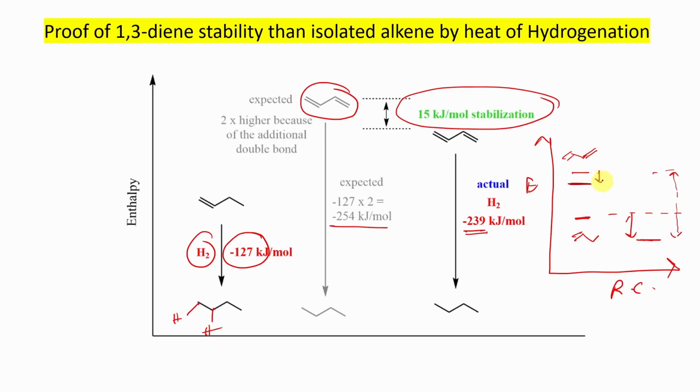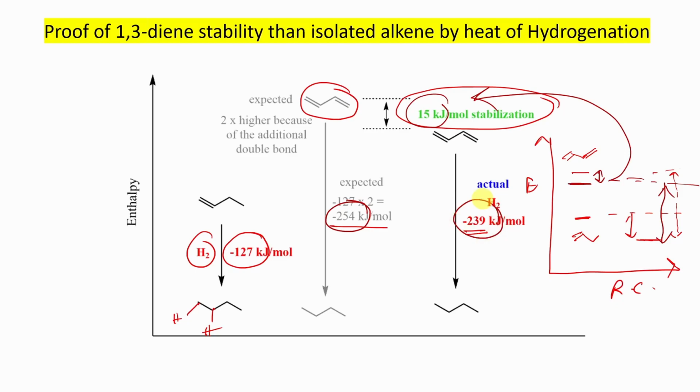And why this much stabilization? Because of delocalization or resonance. This is 15 kilojoule per mole. So if the reactant is actually stabilized at the initial stage, then during the reactant's conversion to this product, the output energy or energy release is expected to be lesser. So that's why instead of 254 kilojoule per mole, 239 kilojoule per mole of energy is released.